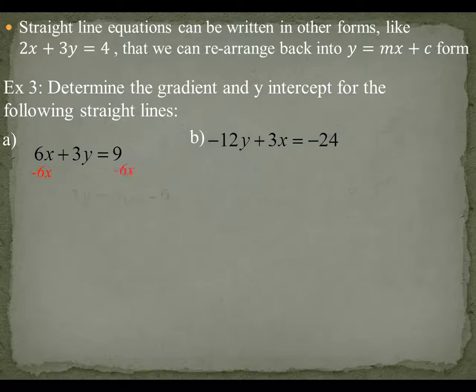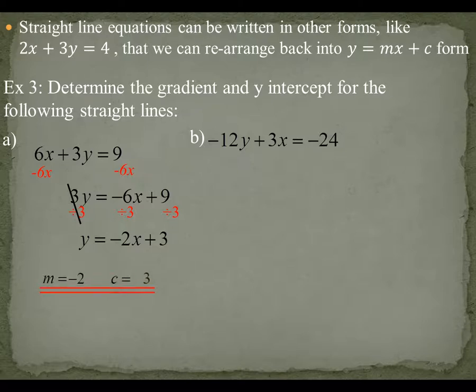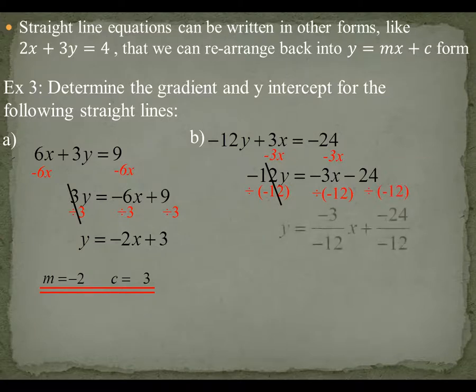side. So shifting the 6x, shifting the 3 in front of the y by dividing it out leads to the equation of y equals minus 2x plus 3, which gives us a gradient of minus 2 and a y-intercept of 3. Doing it for the second one, plus the 3x over, divide through by the minus 12. Again, be prepared for fractional answers, which must be given in the simplest form within Higher. So it's 1/4 x plus 2, which gives a gradient of a quarter and a y-intercept of 2.